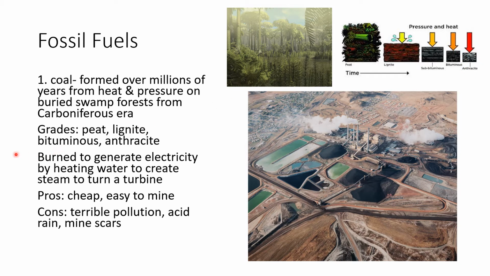The way that we get energy from coal is that we burn it to make steam that will turn a turbine, and by turning that turbine we get electricity production. Some pros of coal are that it's cheap and easy to mine, and some cons are that it leaves terrible pollution. It can cause acid rain when some of the pollution goes up into the atmosphere and mixes with water in the clouds and acidifies that water.